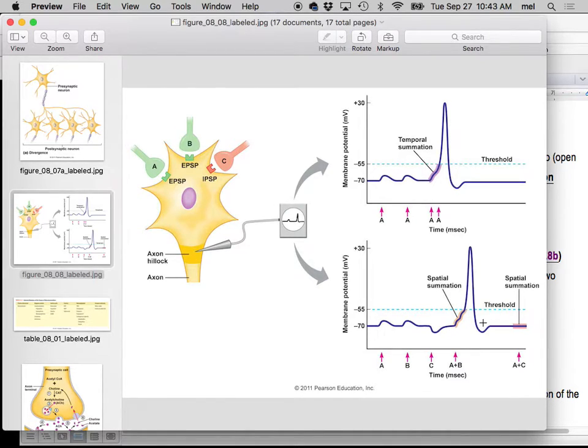Okay, but can I sum to 0 or sum to no change? What if I did A and C simultaneously? Is it possible that I could actually get no change whatsoever? Yeah, so you can sum to 0. We'll talk about how that happens, or why that happens, in just a second. Okay, so concept check: what is the fastest possible way that you could imagine that you could get this postsynaptic cell to an action potential?